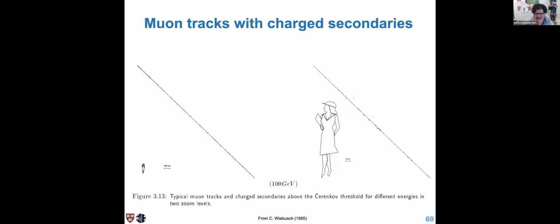So this is one of these muon tracks, but now compared to a person. Well, not quite a person, but here's 10 centimeters, 1 centimeter. So yeah, I guess it's compared to a person.